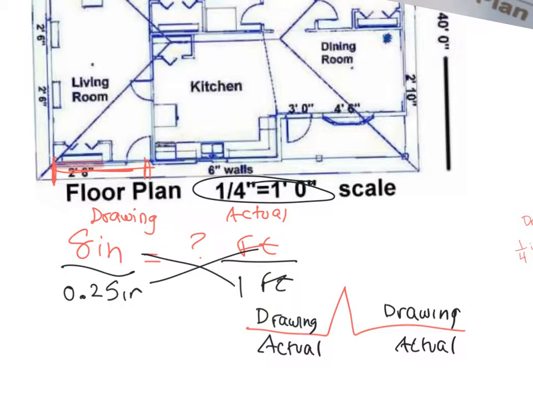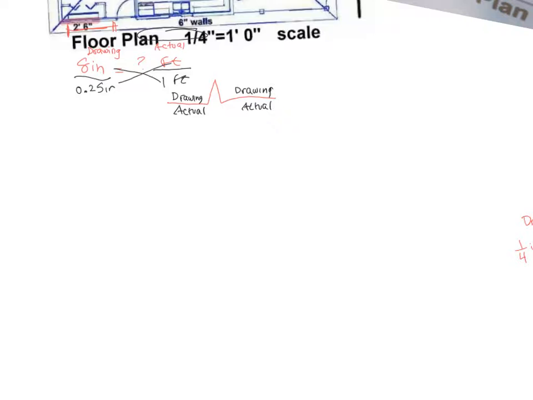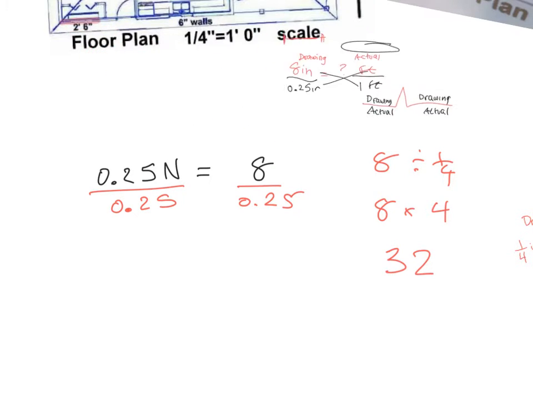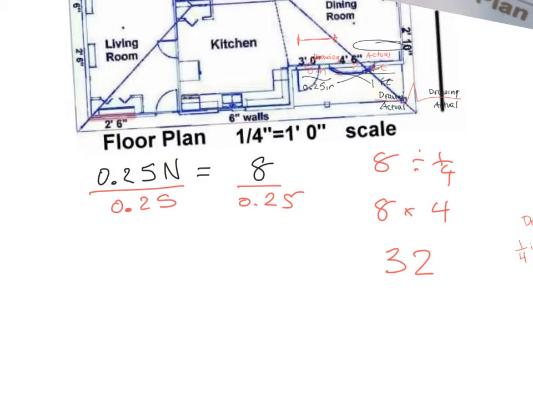Cross multiply, and you get 0.25 n is equal to 8. Now when you divide by a decimal, it's the same thing as if you thought 8 divided by a fourth: keep, change, flip, multiply by the reciprocal, and you get 32. So the actual length of this living room is 32 feet.